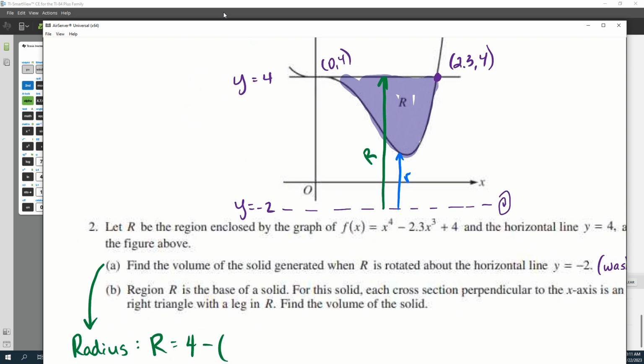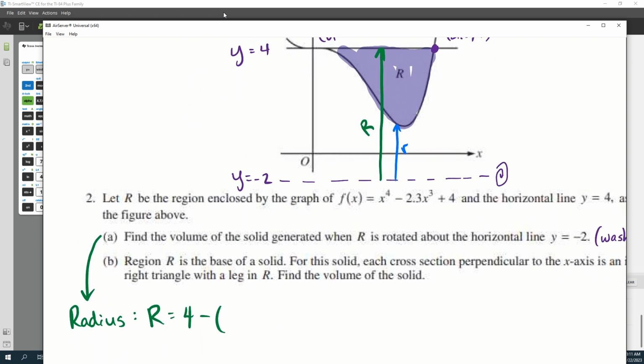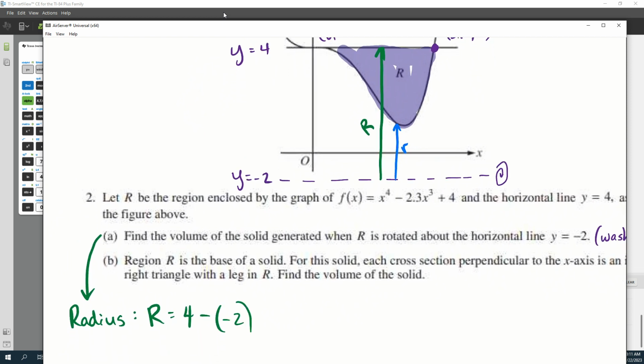All the way to the bottom of the green line. Where is that? Oh, -2, yes. All right, so that radius is always going to be 6. Like everywhere in this rotated region, the radius is going to be 6.